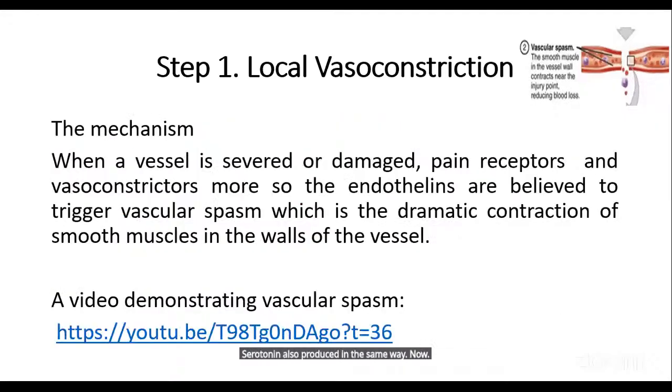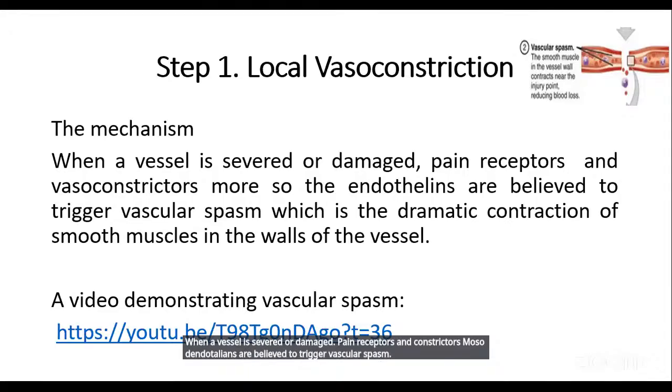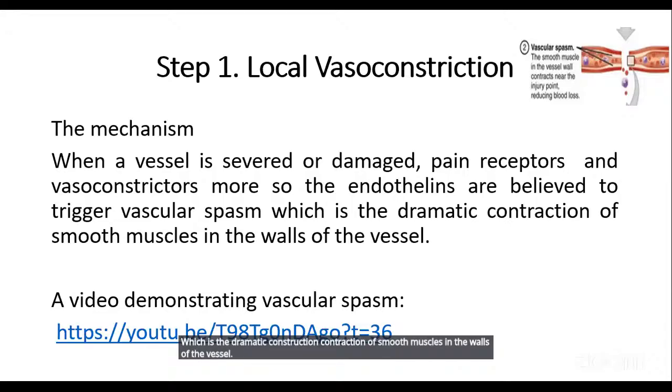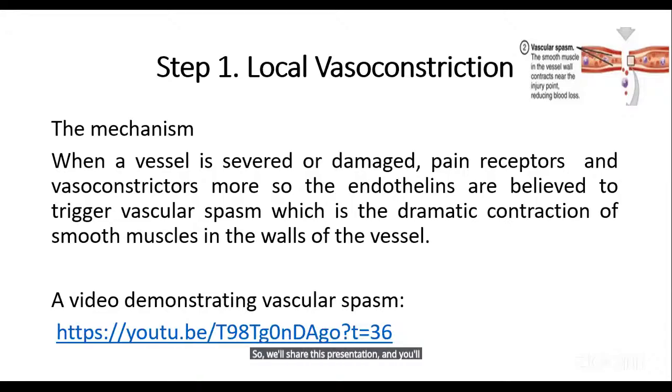Now, what is the mechanism by which vasoconstriction takes place? When a vessel is severed or damaged, pain receptors and constrictors, more so the endothelins, are believed to trigger vascular spasm, which is the dramatic contraction of smooth muscles in the walls of the vessel. So we'll share this presentation and you'll be able to watch the video on YouTube that will help you get privy to vascular spasm.